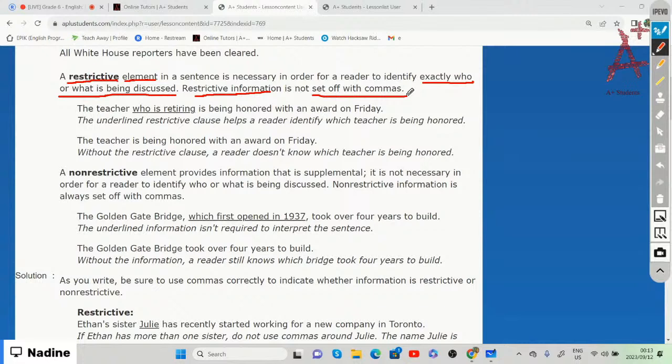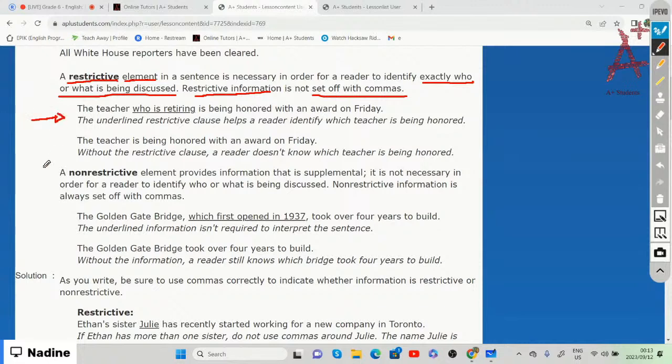Exactly who is being discussed. It is a teacher who is retiring. We are actually discussing her or him, right? Then we have another sentence, basically similar to this one.